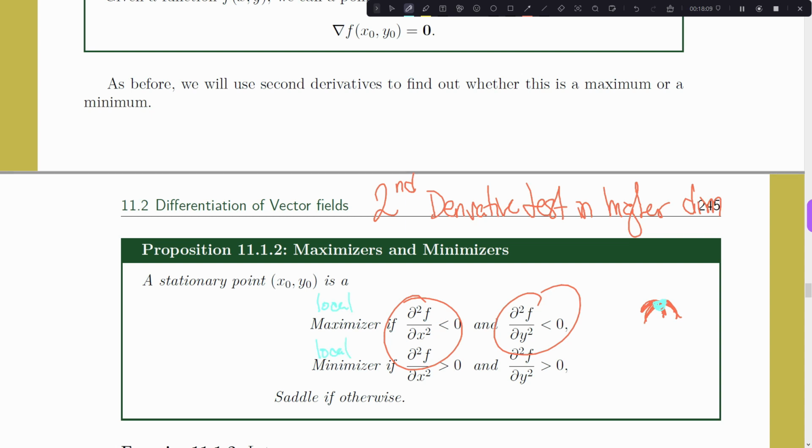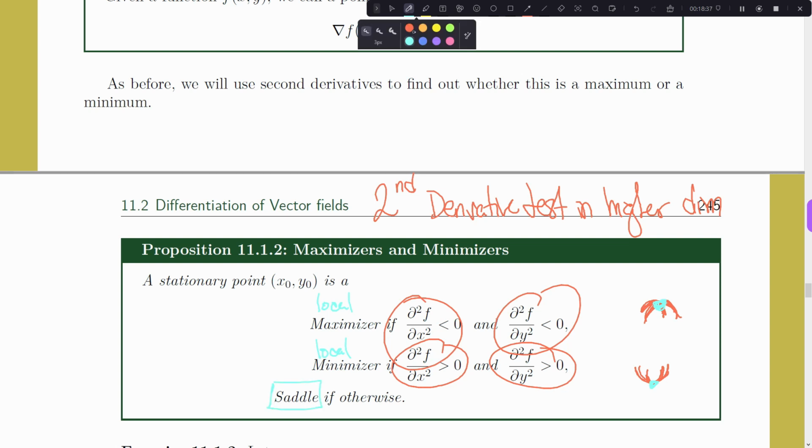It's going to be a local maximum if they both point down, in concavity, and then if they both point up, like we saw on the paraboloid, then we're going to gain a local minimum. So maybe there and there. There's my x and y directions for my paraboloid. And then this idea of saddle point, if otherwise.